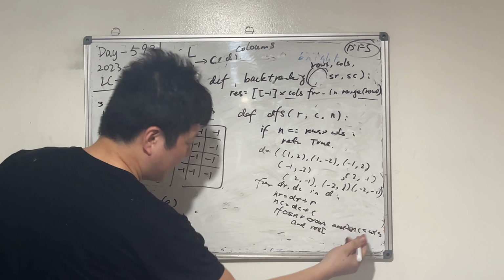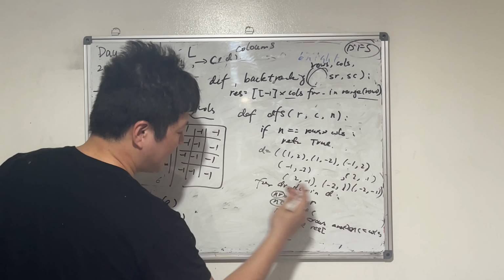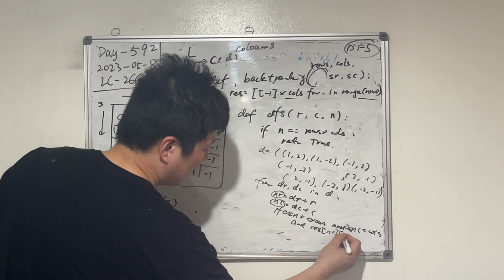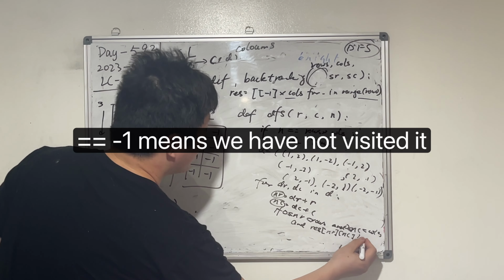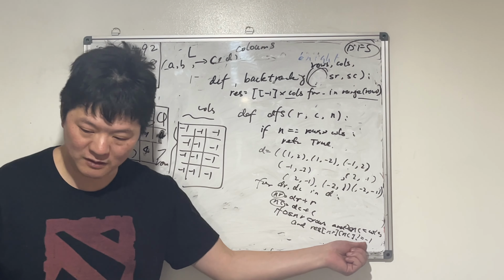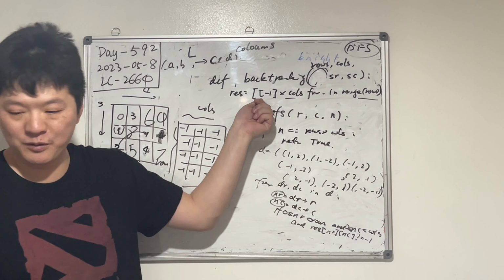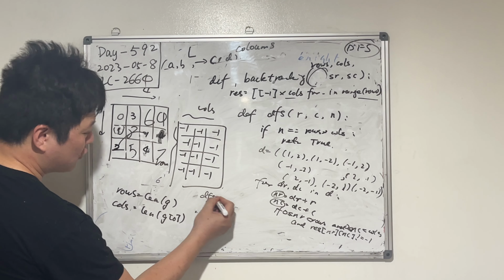we haven't visited the position nr, nc. It's equal to minus 1, right? Because at the beginning we put the minus 1. And we can travel it.